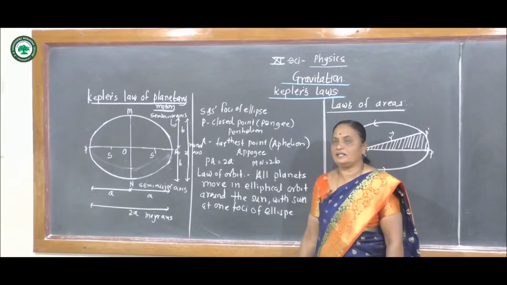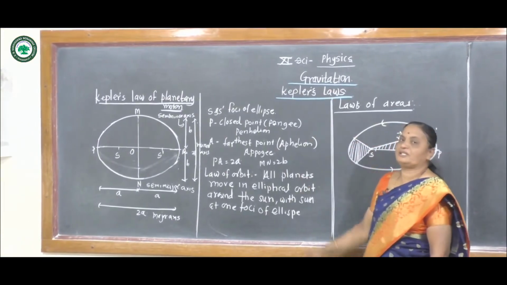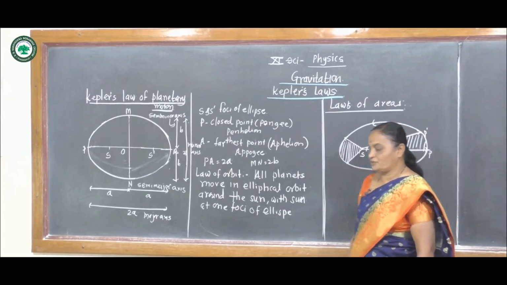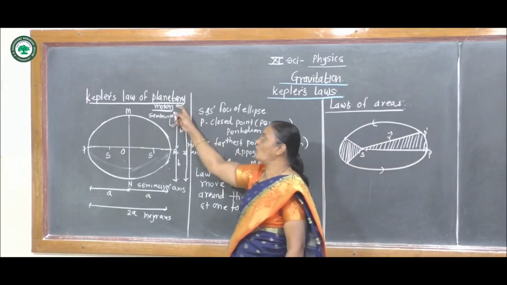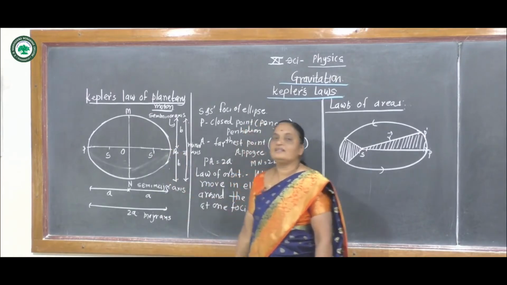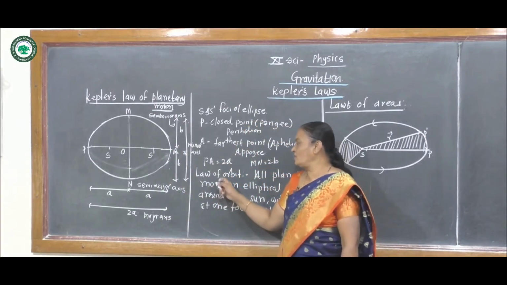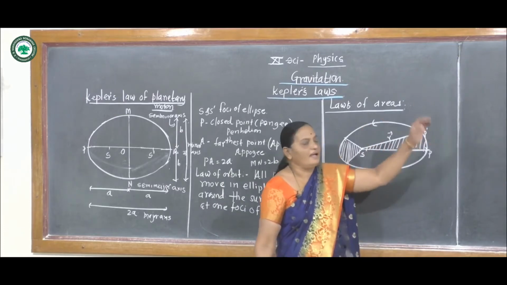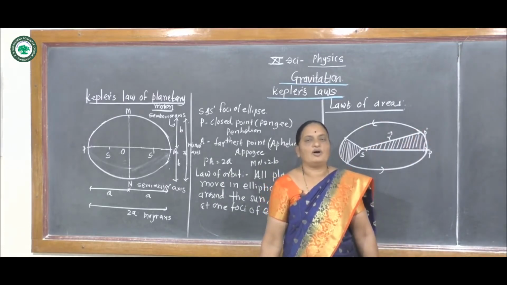Today we study the chapter Gravitation. In this chapter we study Kepler's laws. Now see the Kepler's laws of motion. In this case we consider three laws. The first law is the law of orbit, the second law is the law of areas, and the third law is the law of period.